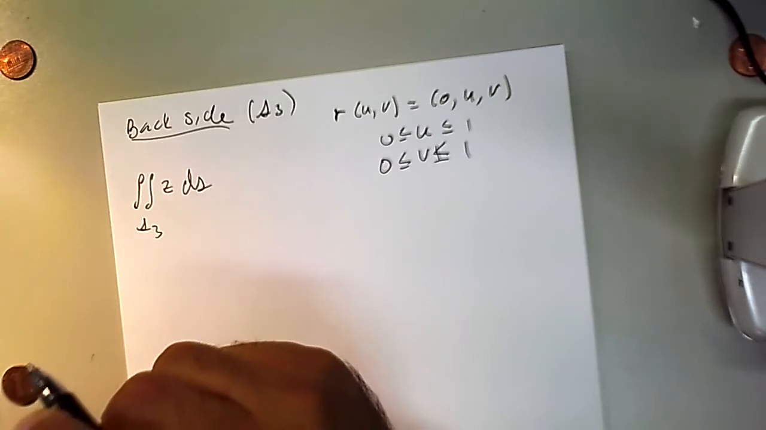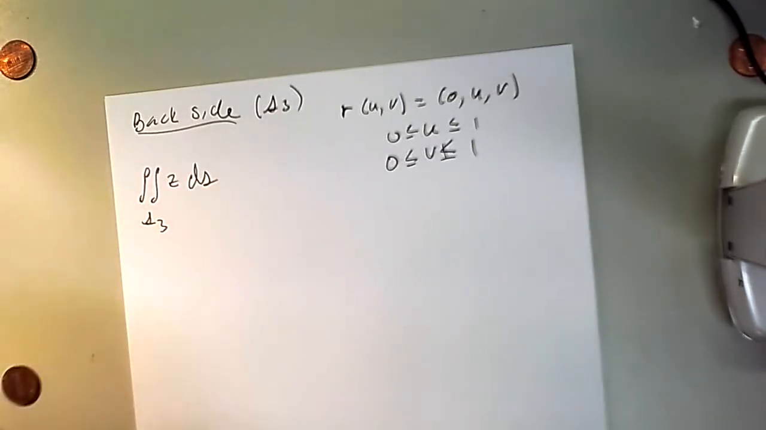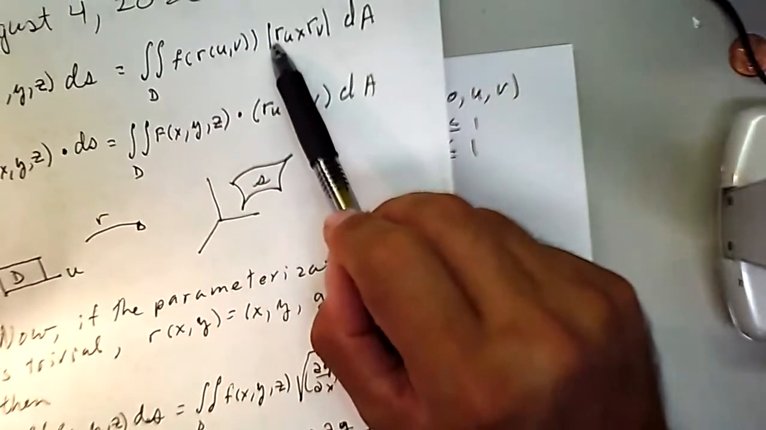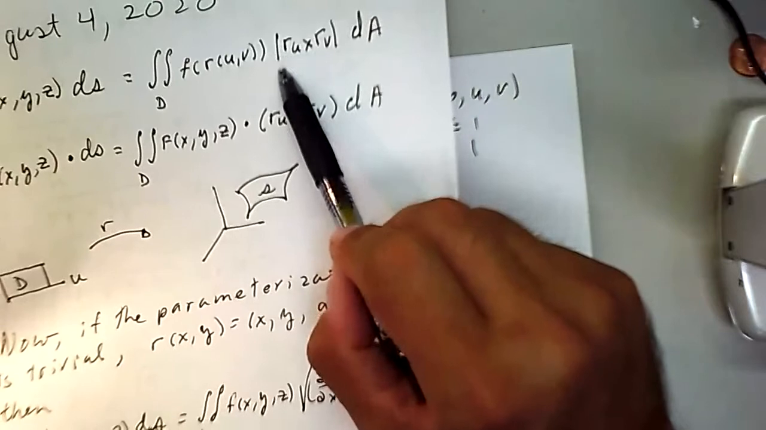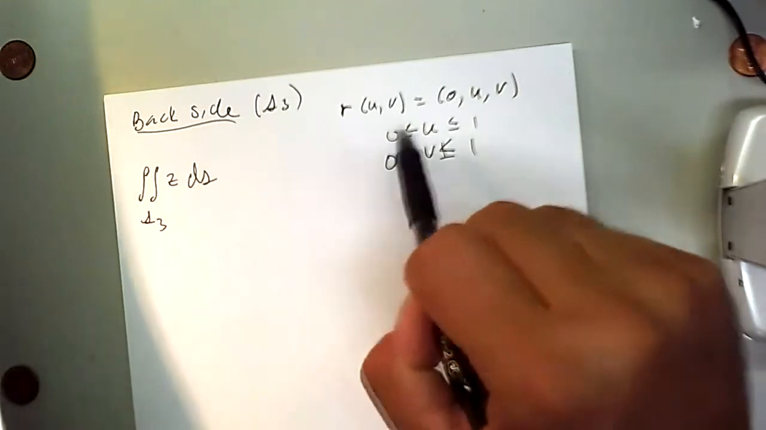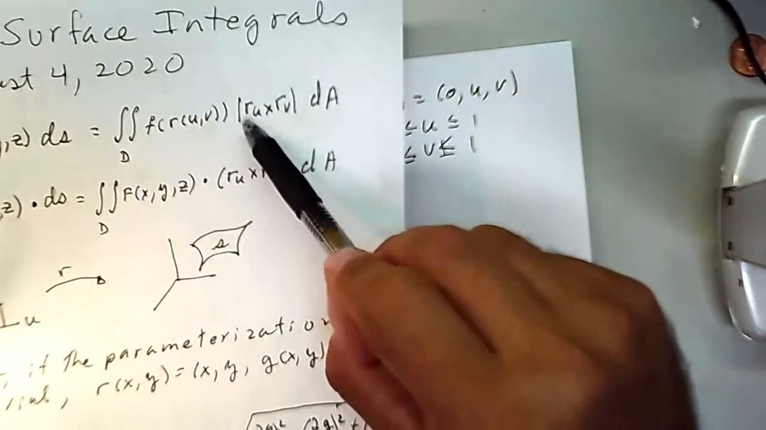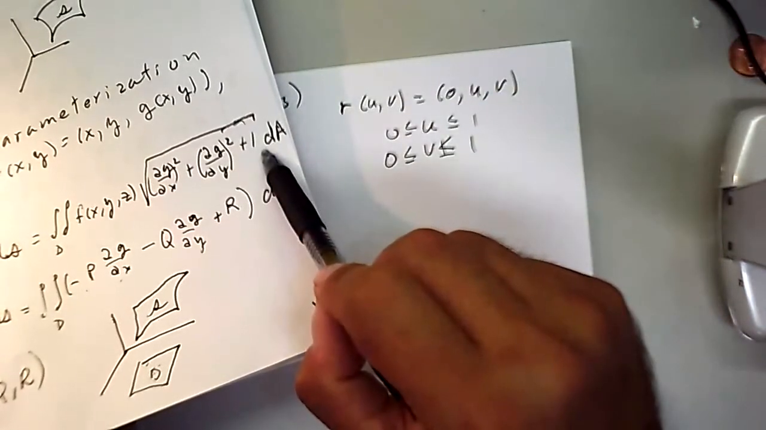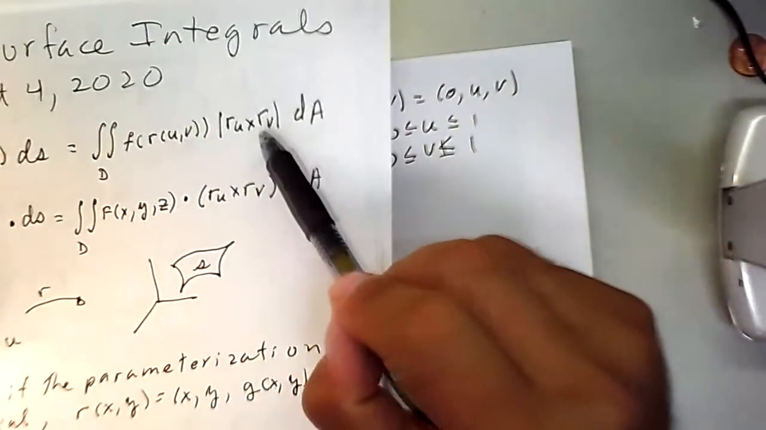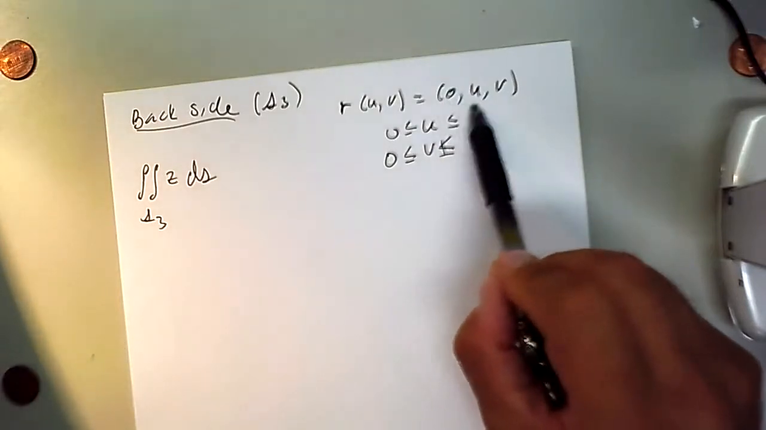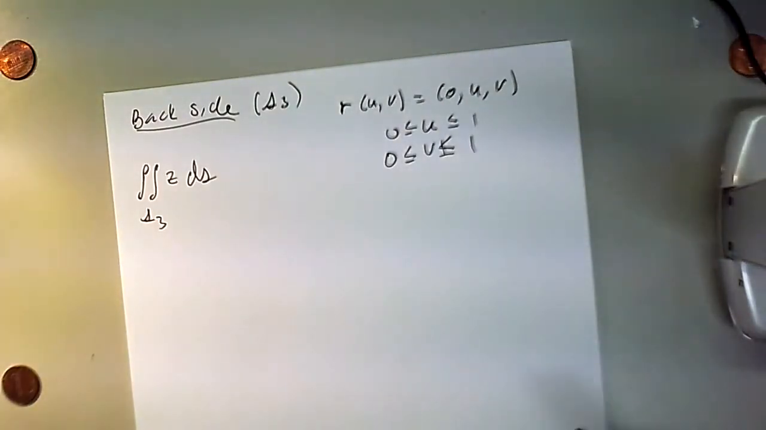I'm thinking of our formula from the very first page at the beginning, when we have a general parameterization, we have to find R sub u, R sub v, cross them, and then take the magnitude. This is not a trivial parameterization. We use this formula as we did in previous examples if we had a trivial parameterization, using x and y. But here, we're using u and v, which don't fall into the same spots as x and y. So we have to figure this out from scratch.